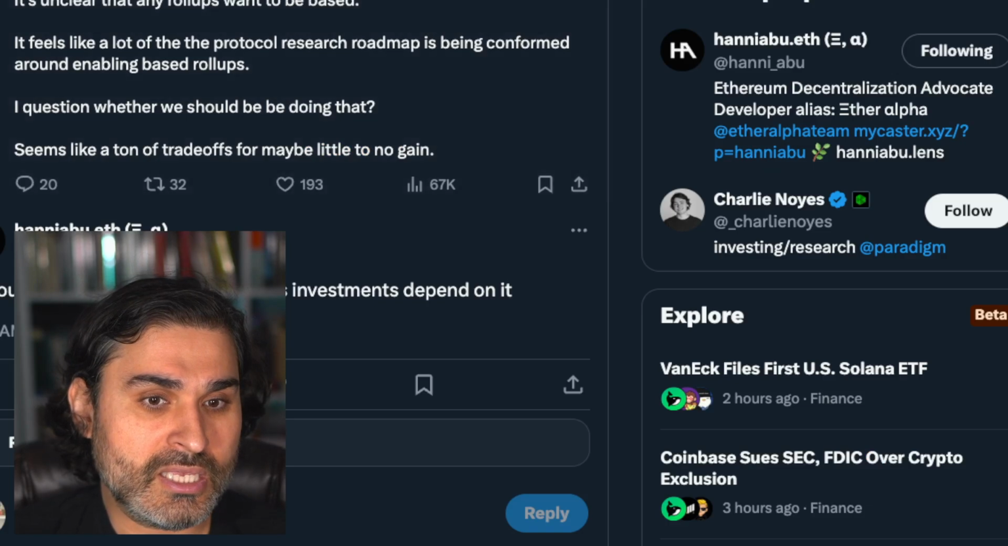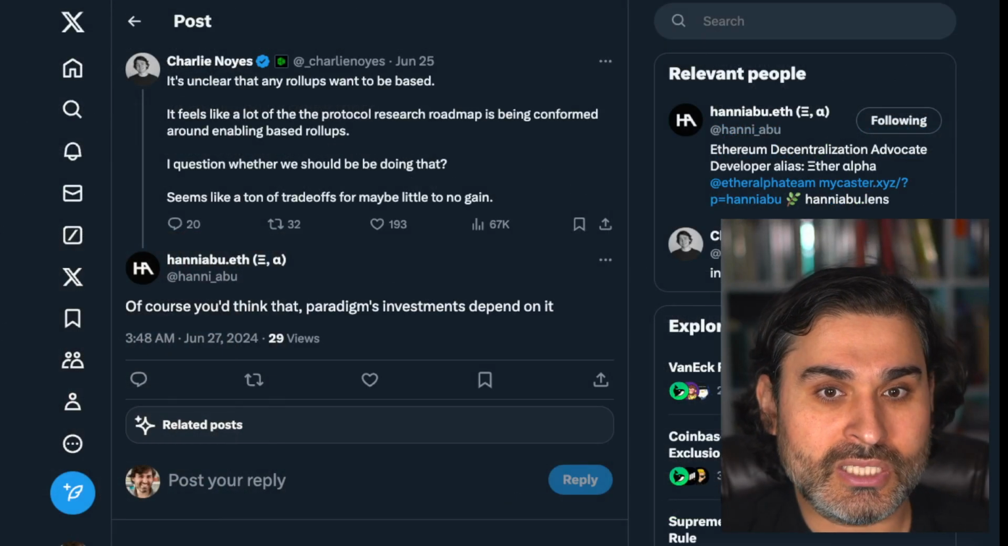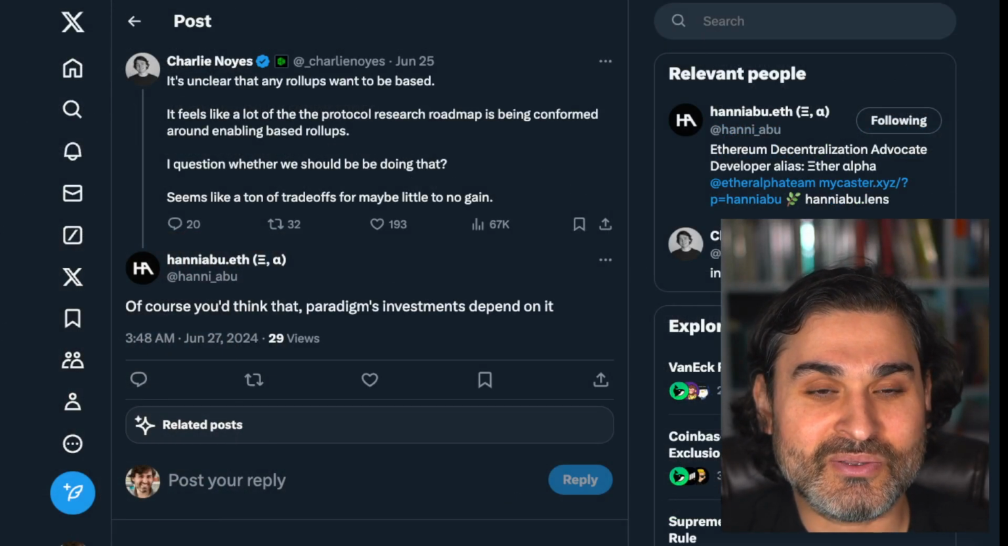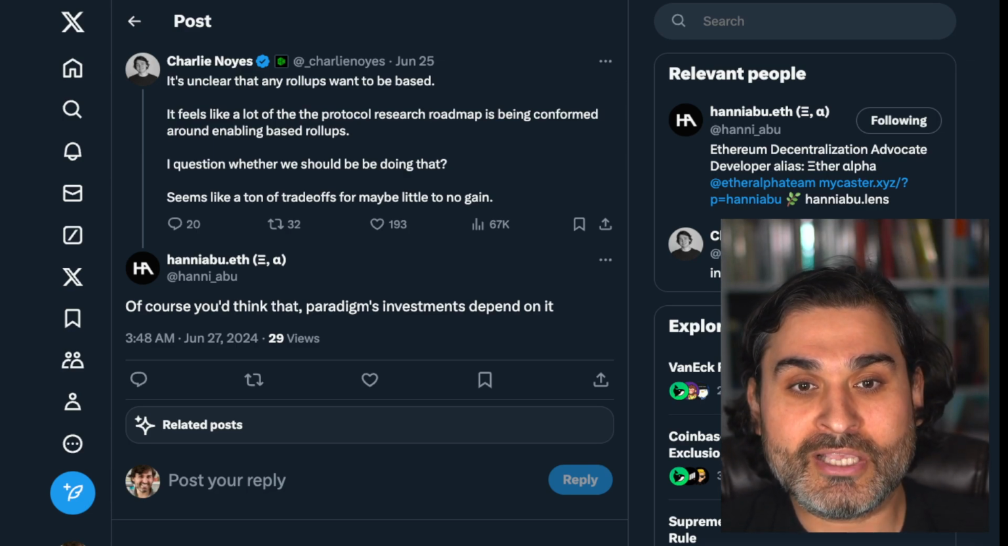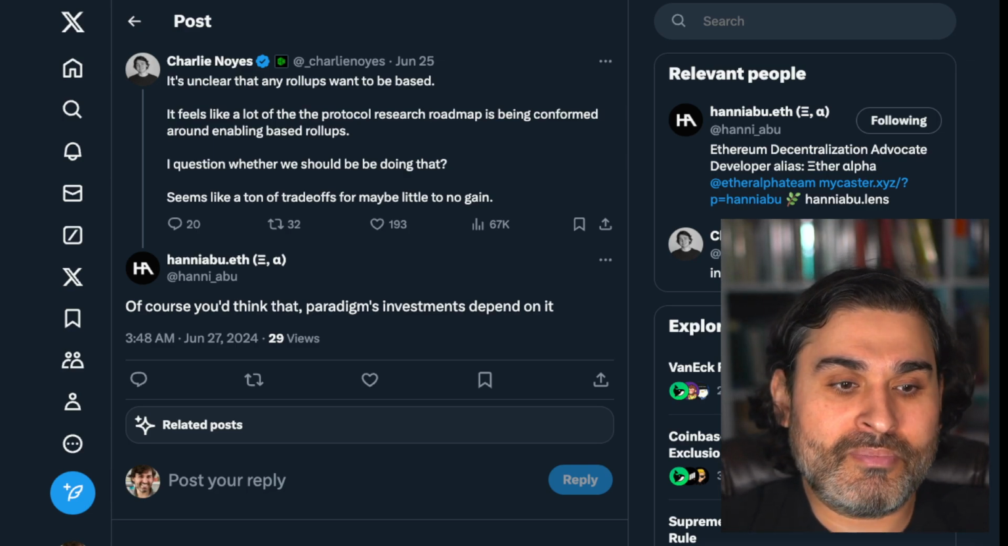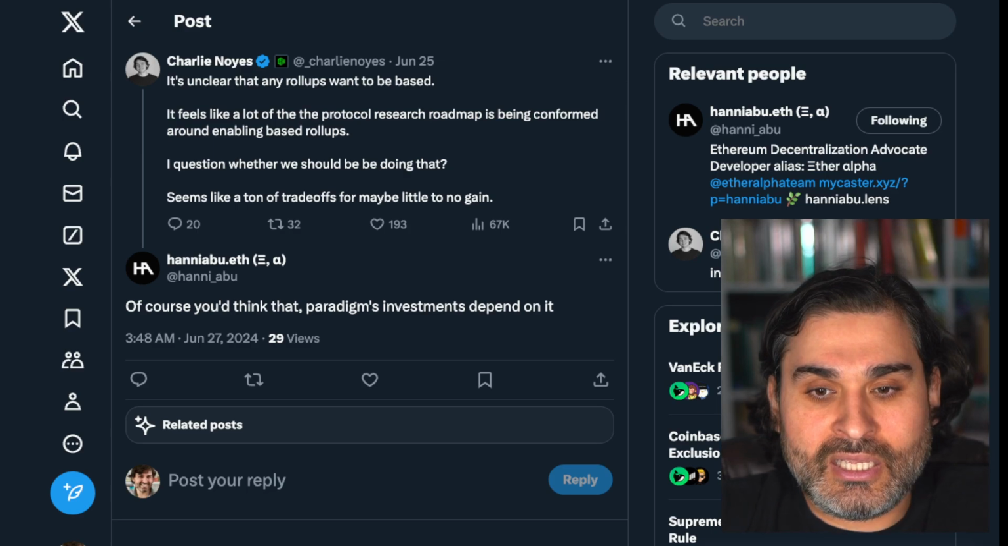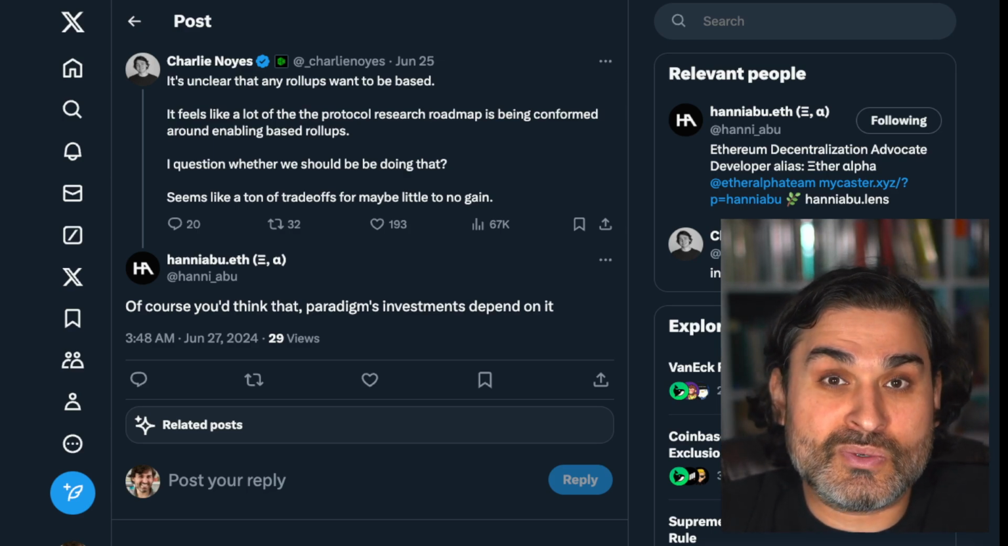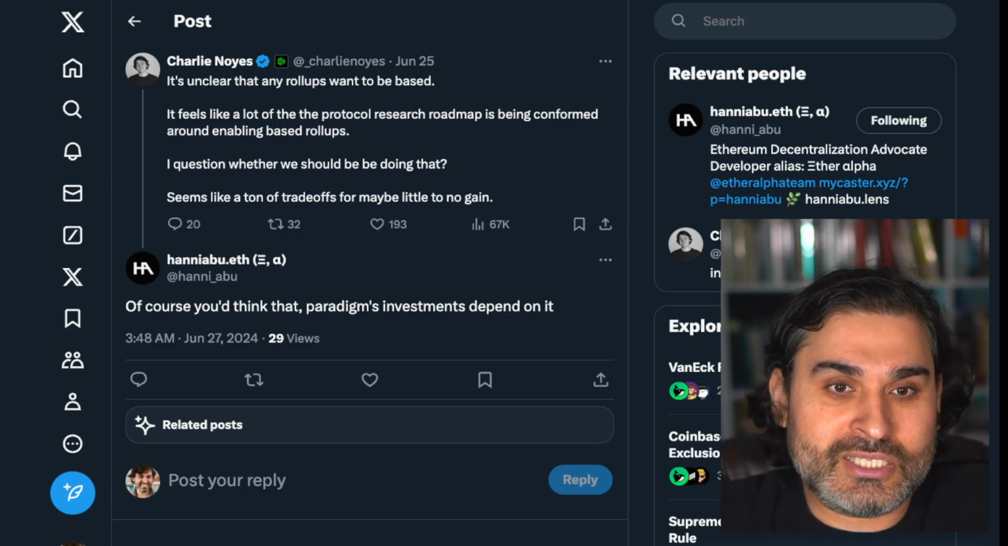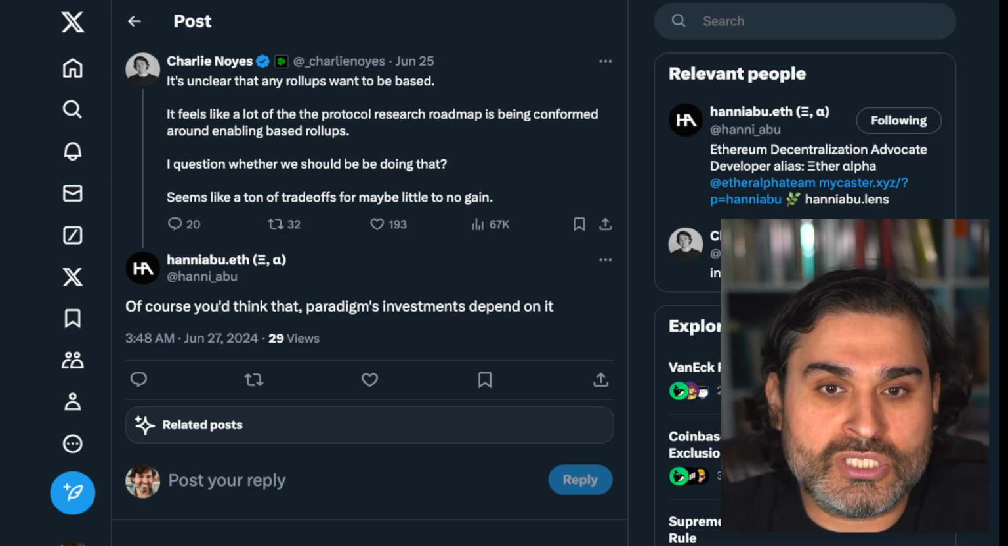Okay, and then here going back to Charlie's tweet, Charlie was putting out other tweets about based rollups. Basically, the idea that we have with based rollups is that they send their sequencing to layer 1. And Charlie says it's unclear that any rollups want to be based. It feels like a lot of the protocol research roadmap is being conformed around enabling based rollups. I question whether we should be doing that. It seems like a ton of trade-offs for maybe little to no gain.